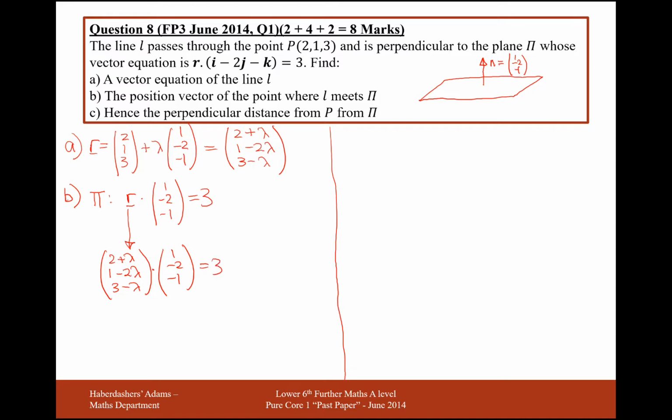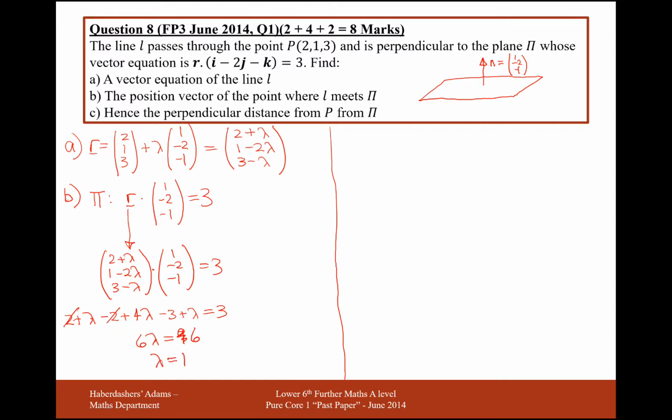So now we need to do the dot product. Remember, that's top times top, middle times middle, bottom times bottom, and add them together. So it's going to be 2 plus lambda, and then minus 2 plus 4 lambda, and then minus 3 plus lambda equals 3. So this is going to equal 6 lambda equals 9. Those two cancel. So 6 lambda equals 9. No, 6, sorry. So lambda here equals 1.